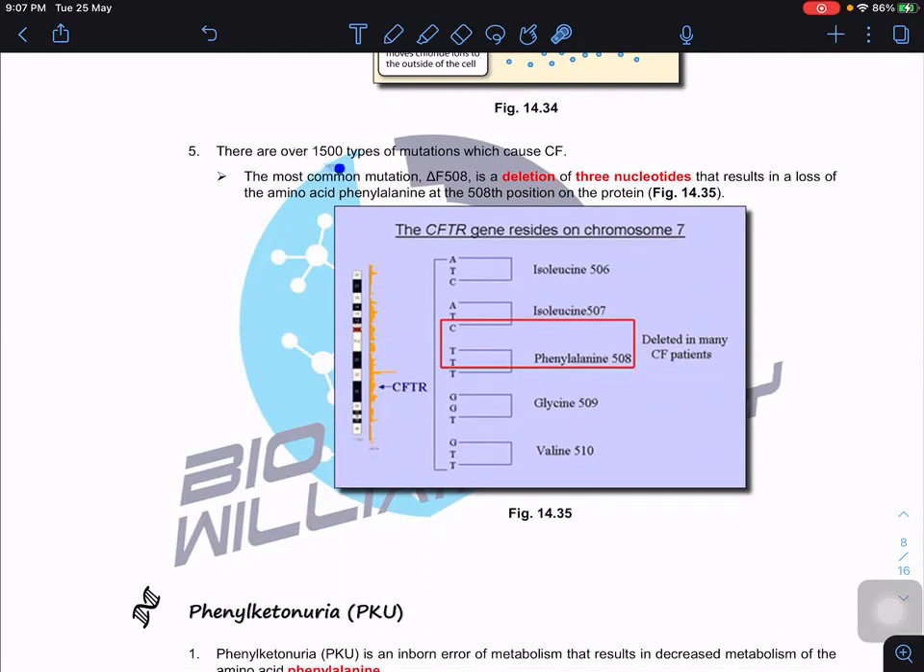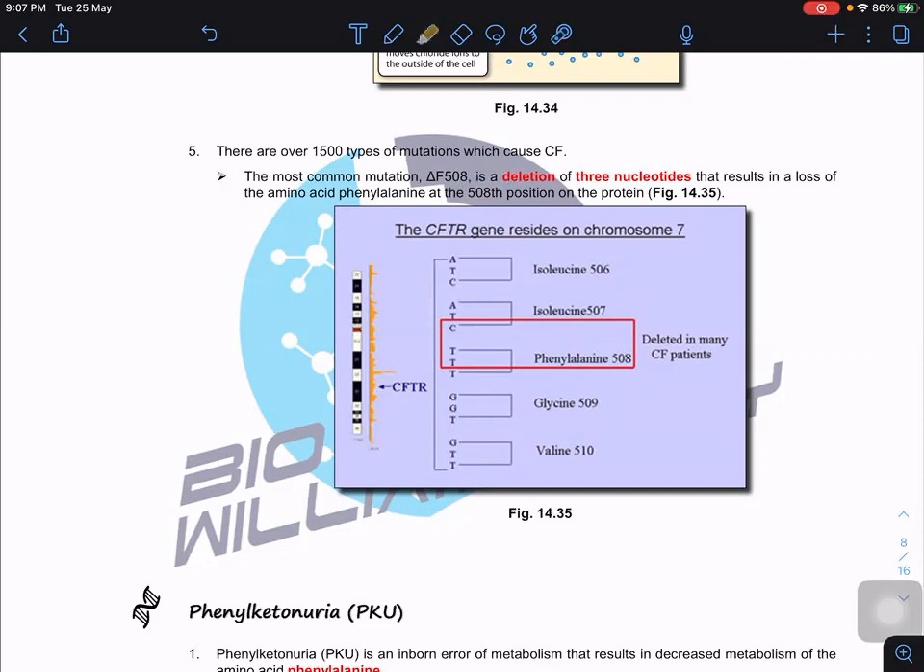Okay, so what kind of mutation actually takes place? More than 1,500 types of mutation have been found, so it's a multiple allele case. Are you clear? But the most common one is the deletion of 3 nucleotides, which results in the loss of 1 amino acid, phenylalanine, at position 508 on the protein.